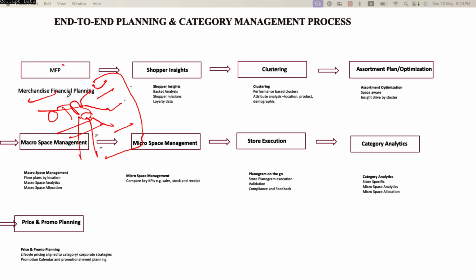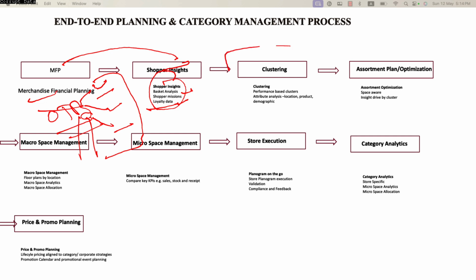Then, based on the merchandising financial planning, they do the shopper insight analysis to understand the basket size and the mission of the shopper. Do we have a good number of loyal customers from other categories? If we introduce this, it could be a possible match to start selling this, right?